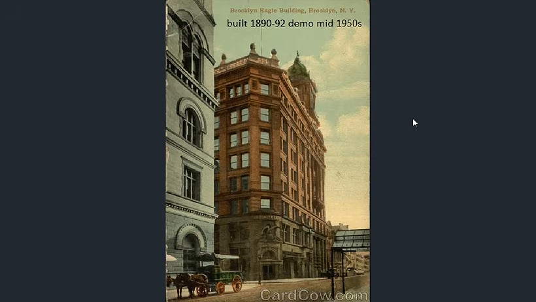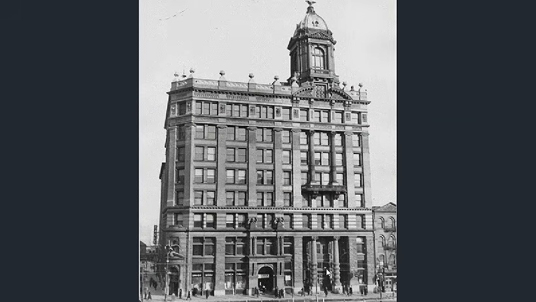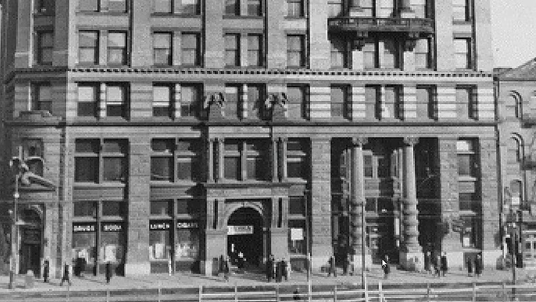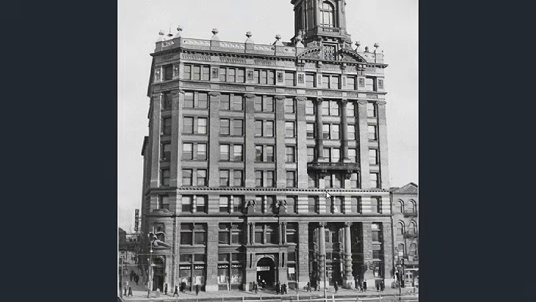We'll continue to move forward. There were some gems in here for sure. Like I said, 1890 to 92, we have the Eagle building. This one gets demolished in the mid-1950s. So yet another structure going up at that same time. There it is, the Eagle building with its wonderful looking dome. And look how big these columns are down here as well. Massive doorways, columns. Had to go.